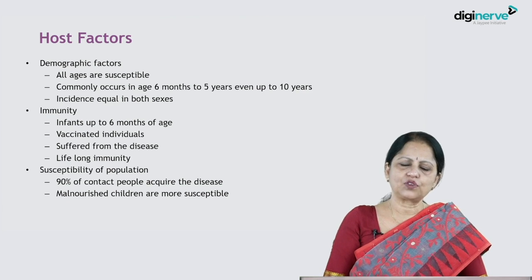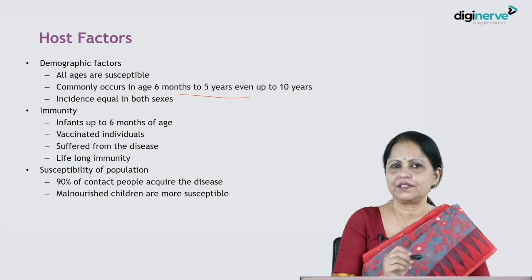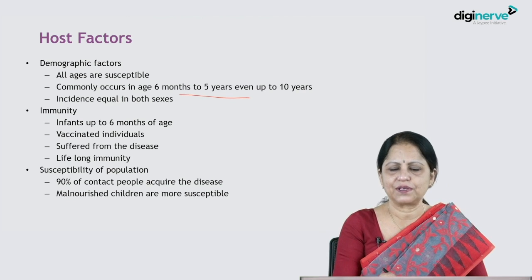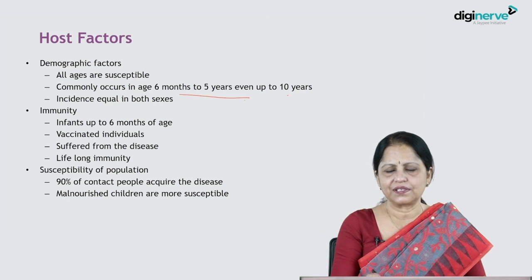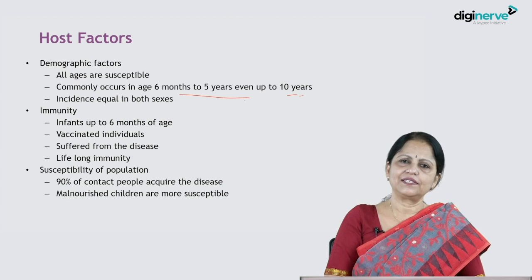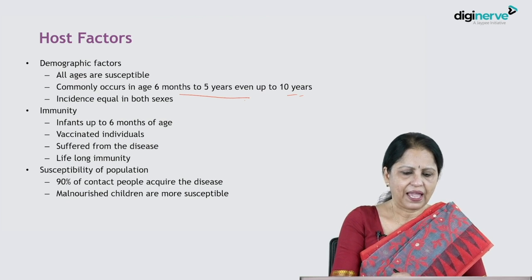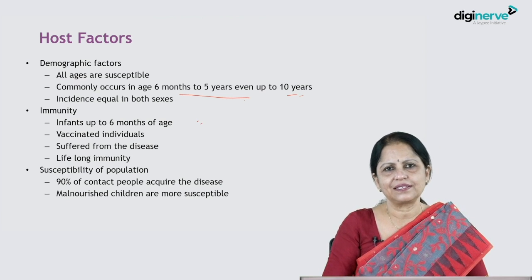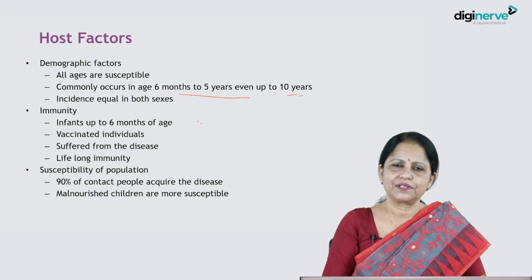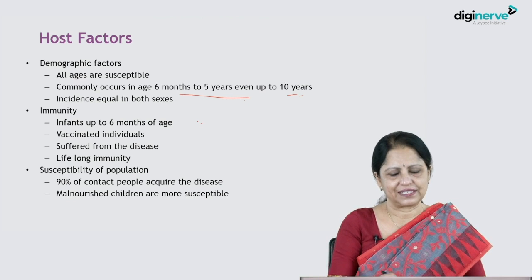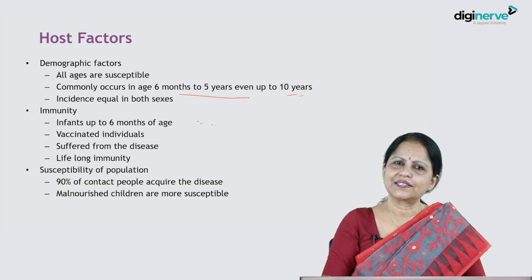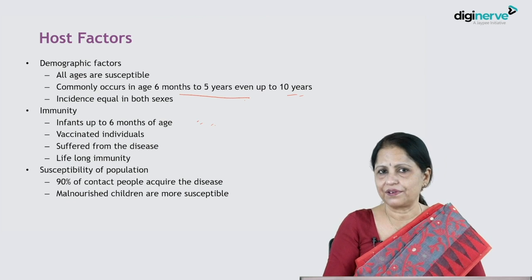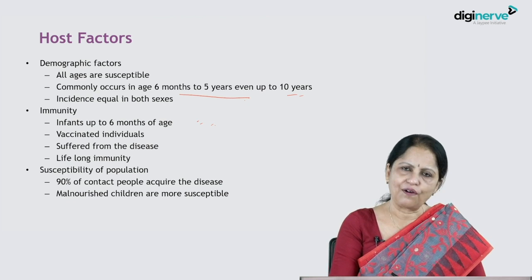Regarding host factors, all ages are susceptible, but commonly it occurs in very young children, that is 6 months to 5 years, and sometimes may even extend up to 10 years. Incidence is equal in both sexes. As for immunity, maternal antibodies persist in the infant for the first 6 months. Other than that, vaccinated individuals or those who have suffered from the disease have lifelong immunity. The secondary attack rate is very high in this disease: 90% of the contacts acquire the disease.